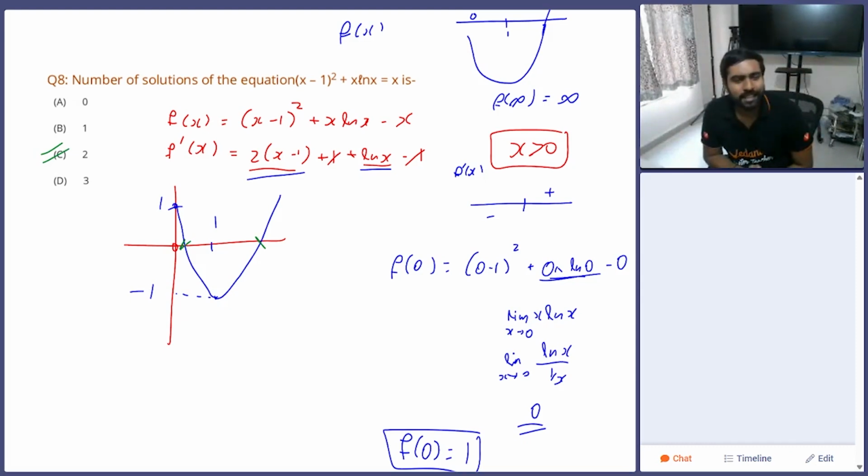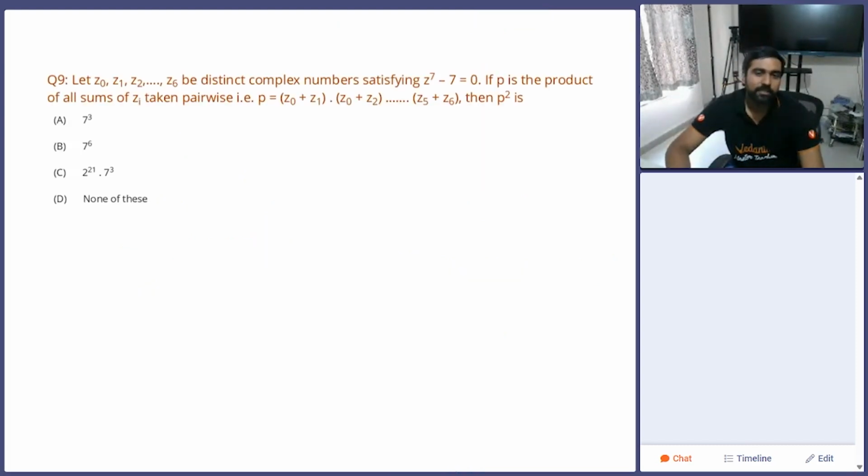So this question, I'll say it's again a little bit logical question where you had to use quite a bit of analysis. But yeah, it's a good question nonetheless. Okay, everyone? Hope the idea is clear. Chalo, so moving on, let's have a look at the next one.